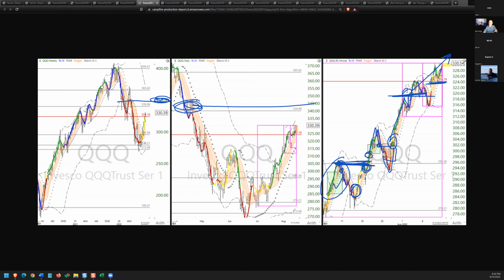Here's the resistance. That thing closed so well. That has every possibility of doing good.